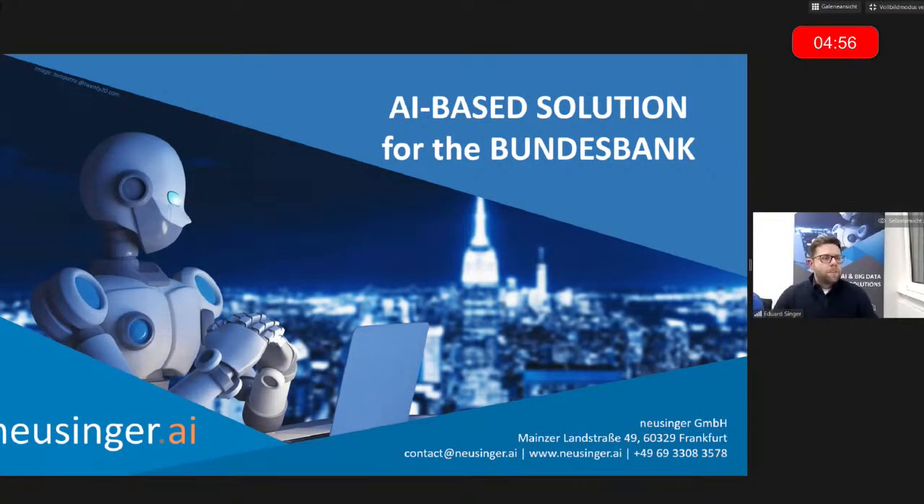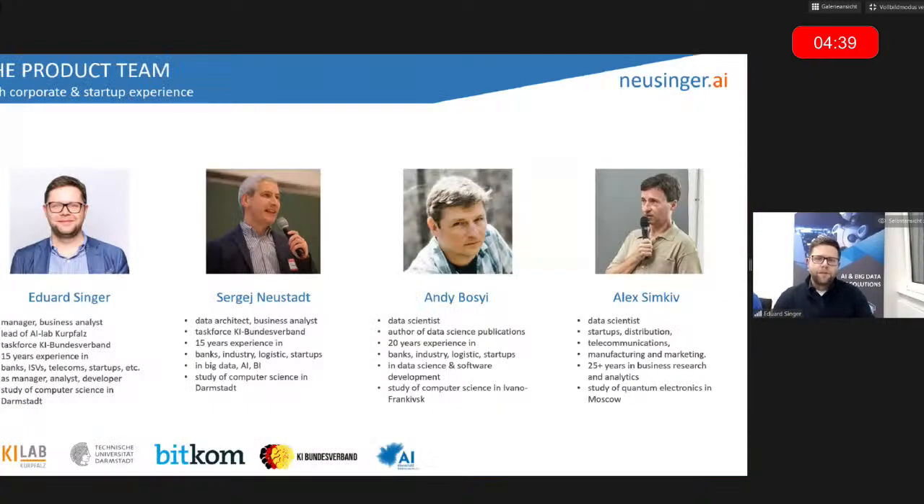So, hello everybody, and thank you very much for having me here. Neusinger is a young company based in Frankfurt. We specialize in AI and software development. In this challenge, we are represented by four people: Andy and Alex, our very experienced AI experts, Sergey, our data architect, and me with my organizational tasks. All of us have many years of experience with corporations, large banks, and startups, and we actively participate in the development and dissemination of AI in Germany by being represented in the AI Bundesverband and by leading the AI lab Kurpfalz in Heidelberg.